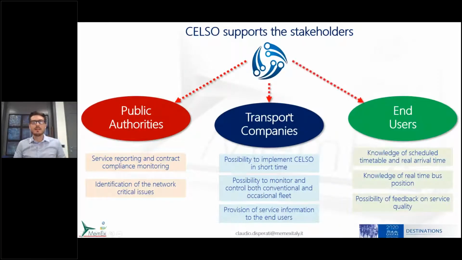So we can say that CELSO can support the stakeholders in several different ways. For example, for the public authorities, CELSO allows them to carry out the service reporting activity and to verify the compliance between the operated service and the scheduled one in order to manage the service contract, and allows the public authorities to identify the potential critical issues on the public transport network.